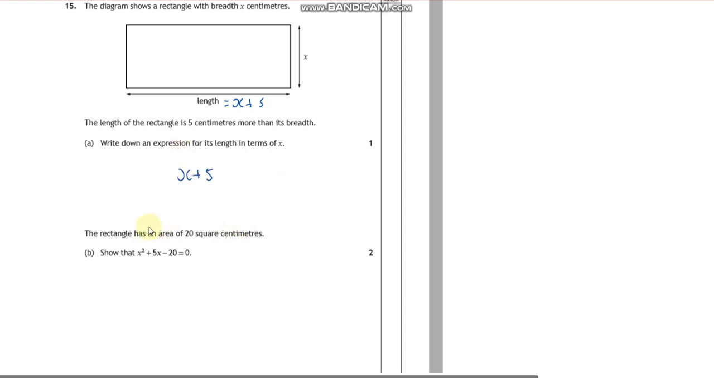And it's saying, well, if the area is 20, show this. Okay, well, the whole area there is 20. That's fine. How do you get the area of a rectangle? Well, you do length times breadth. So I would say x multiplied by x plus 5 has to be equal to 20. So x squared plus 5x is equal to 20. So then x squared plus 5x take away 20 is equal to 0.